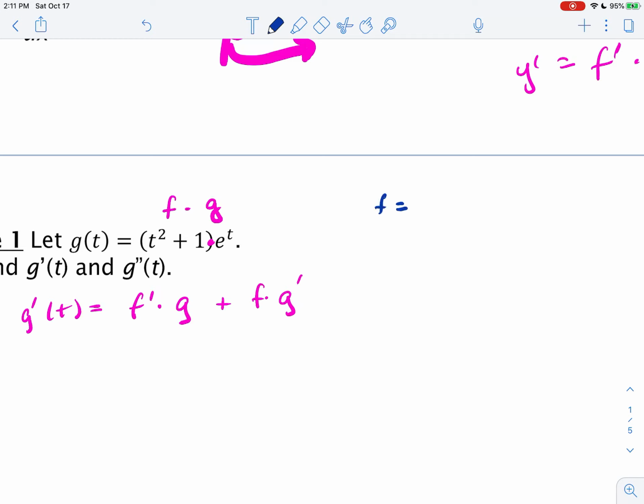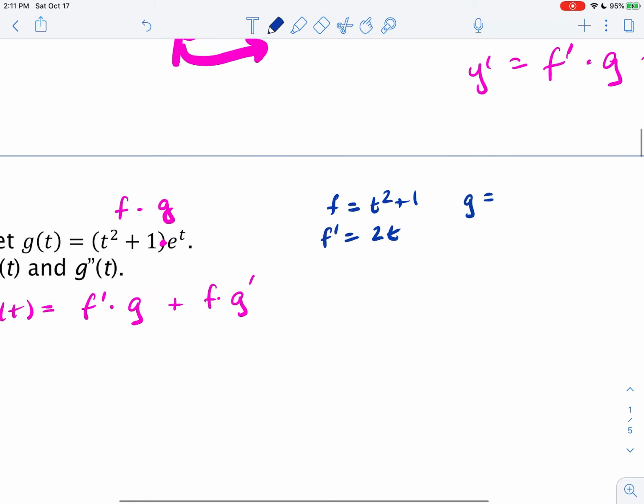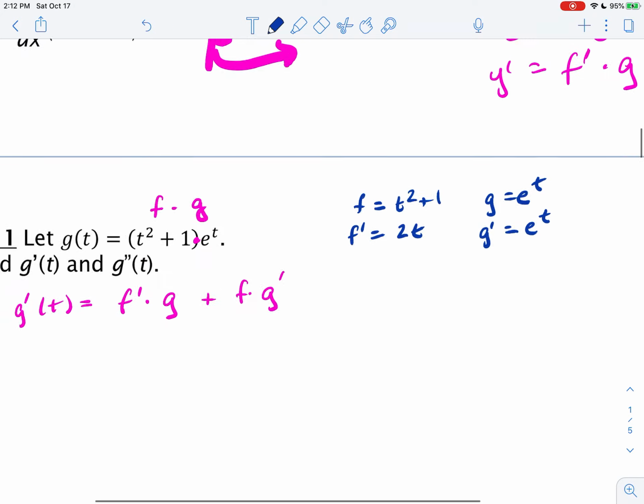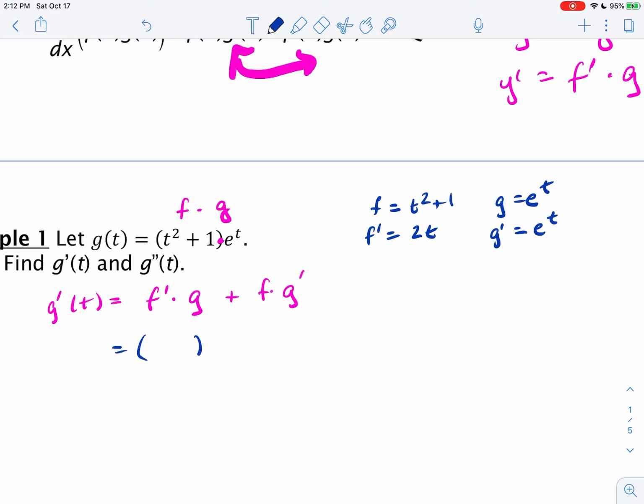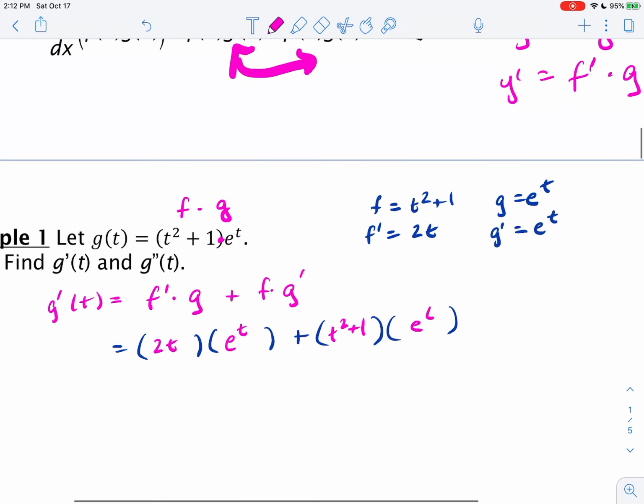So for example, here f equal to t squared plus 1. What is f prime? That's 2t. And g equal to e to the t, g prime is also e to the t. So now when I go to plug in my product formula, I can plug in those values. And my f prime is 2t, my g is e to the t, my f is t squared plus 1, and my g prime of t is e to the t.